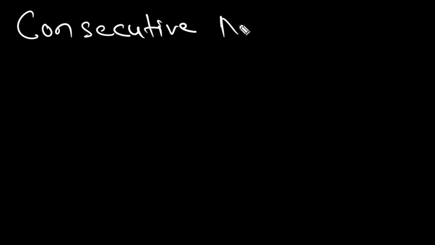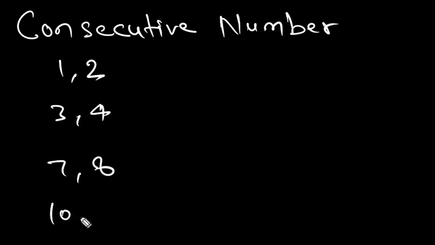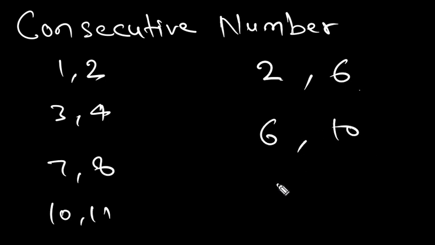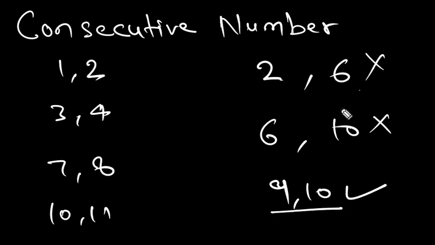Okay, let's try another one. You give me two random numbers that are consecutive. What is the meaning of consecutive numbers? Consecutive numbers means 1, 2, 3, 4, 7, 8, 10, 11, like this. If you say 2 and 6, is it consecutive? If I say 6 and 10, is it consecutive? If I say 9 and 10, is it consecutive? Yes. 9 and 10 is consecutive. Similarly, 5 and 6, 10 and 11. You understood, right?